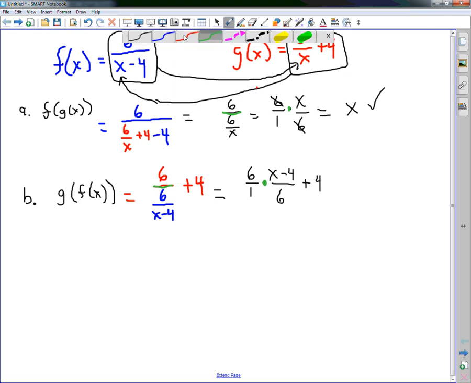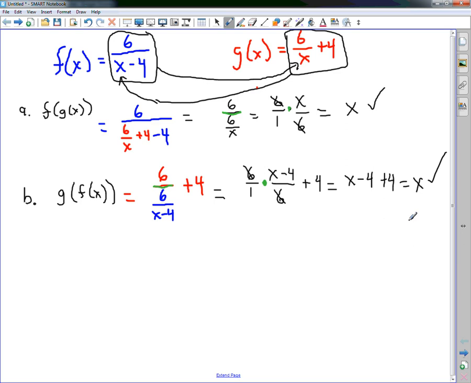Order of operations says before we do anything with the plus 4, we want to go ahead and reduce the multiplication. I notice that I have a 6 and a 6. That reduces. 1 times x minus 4 leaves me with x minus 4. 1 times 1 leaves me with 1. I'm not going to write the denominator 1. But notice we still have the plus 4 here. Minus 4 plus 4 gives me just x. So that's what we're looking for as well.